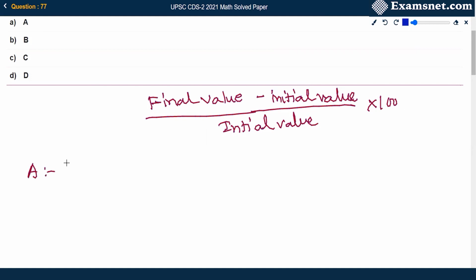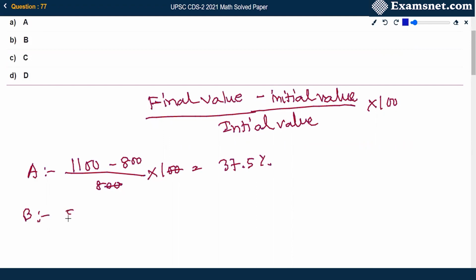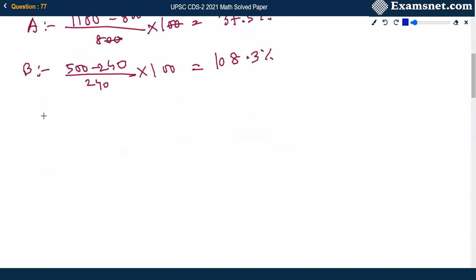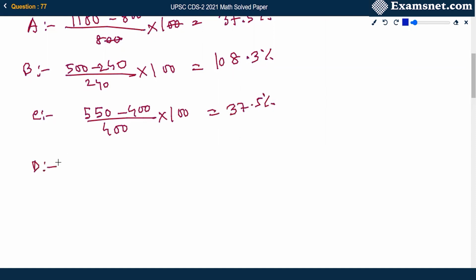Now if I check for A, in 2020 it is 1100 and in 2019 it was 800. So the changes you already have written in your copy, so you can check the values from them. We will get 37.5%. For B, the change is 500 minus 240 by 240. So the change is 108.3%. That is huge, right? Now for C, let's check the change. 540 minus 400 by 400 multiplied by 100, 37.5% again.